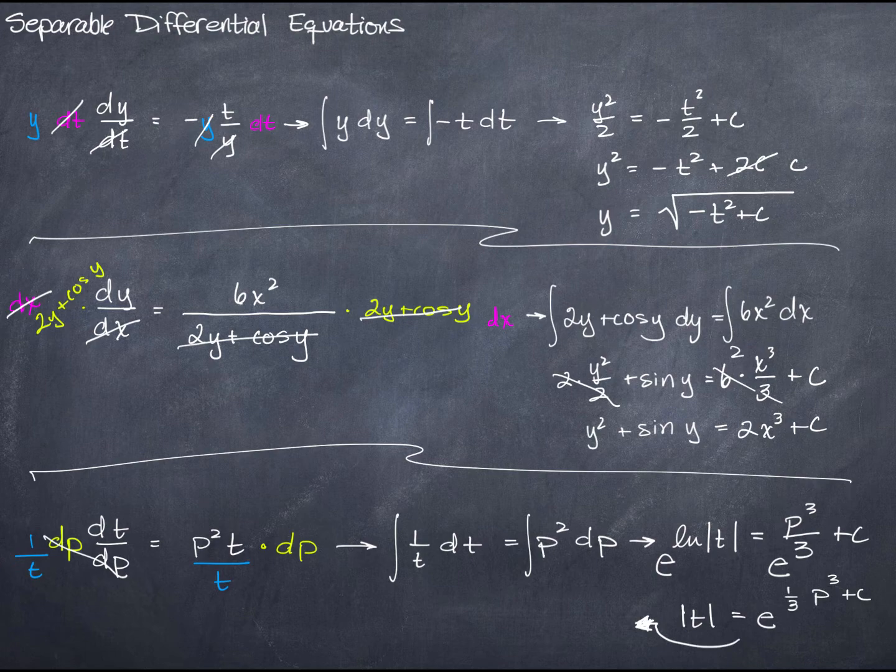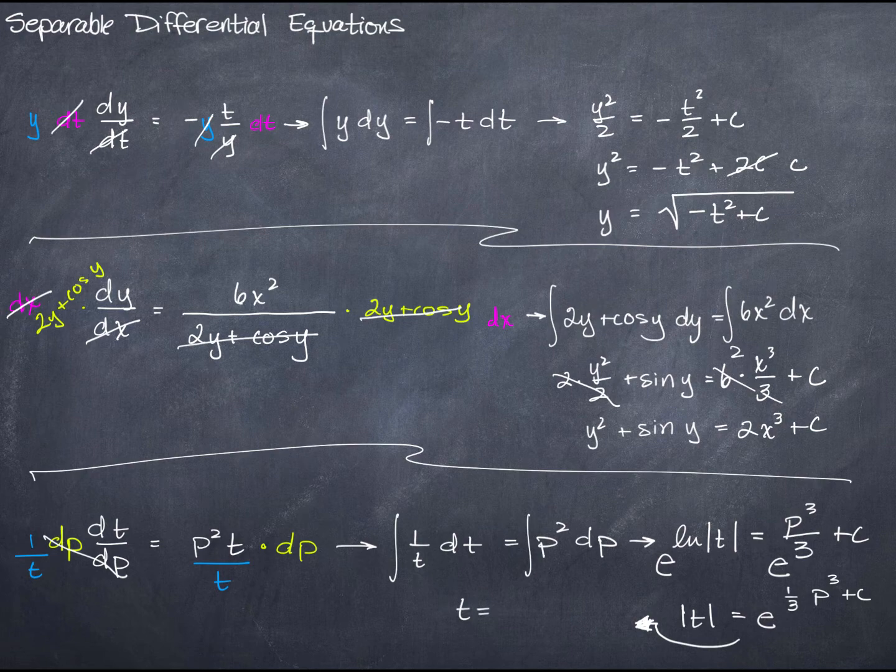T is always going to be positive because e is positive. E to the power of 1/3 is positive, e to any power is positive. Right? Even if your power is negative, your graph is going to look like this, and the value is always going to be positive. The value of y there, or in this case t, is always going to be positive. So I don't need those absolute value bars anymore. It means I can write this as t equals.